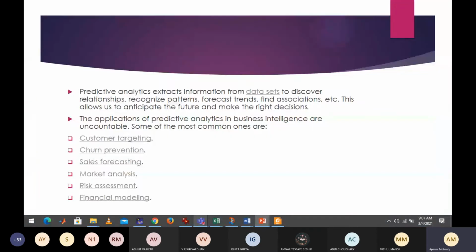That is the first thing that you go for, customer targeting. Customer targeting gets an added edge if you have predictive analysis. So next is churn prevention. This we had partially covered in the previous class also.